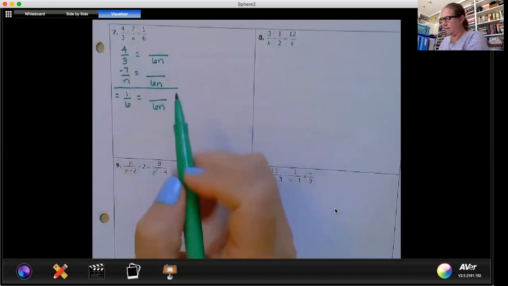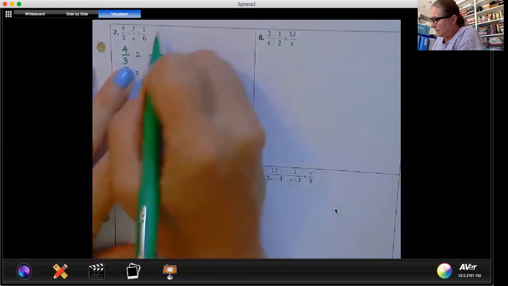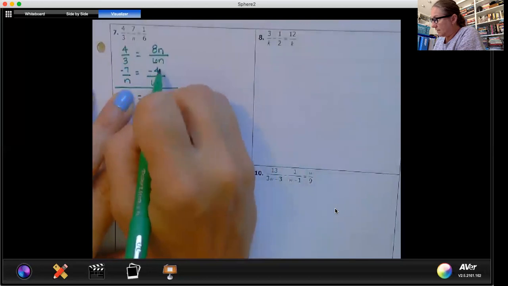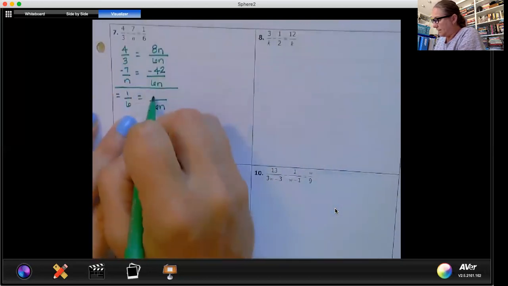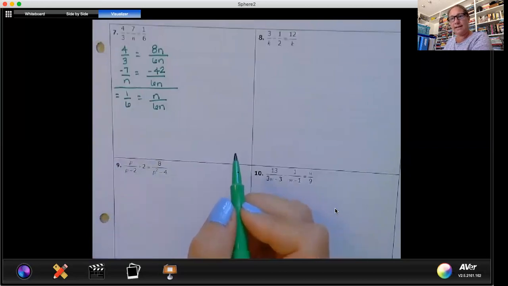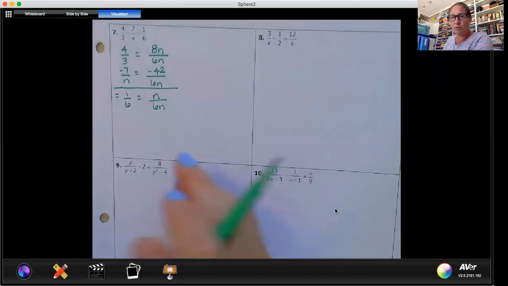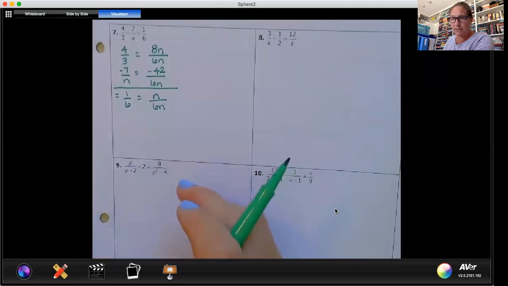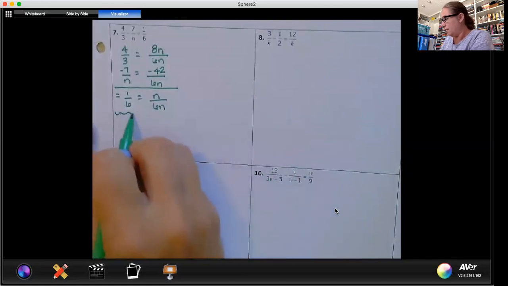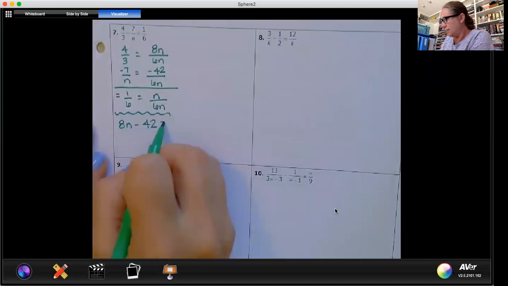So that's perfectly fine. So times 2n, times 6, and times n. Now, the next step is to take away the denominator, in a sense, multiply through by 6n, which takes away that denominator. It's a step I don't write down. You're welcome to if you would like. So our new equation is 8n minus 42 equals n.